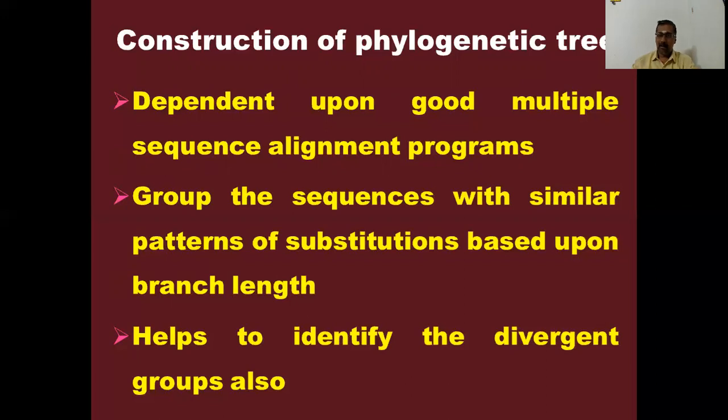Molecular phylogenetics also helps to identify the divergent groups, because most of the time bioinformaticians are more particular about identifying sequence similarity rather than dissimilarity. Whereas the base of molecular phylogeny is dissimilarity. It even tries to find out which species are highly divergent. That is the greatest advantage of molecular phylogeny.